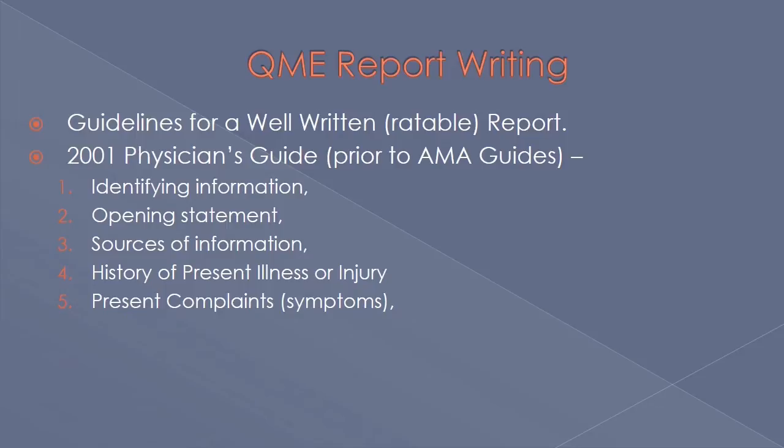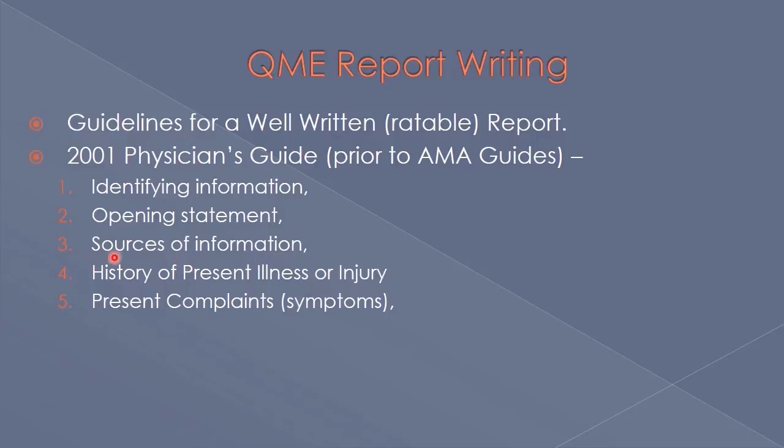So item number 1 is they required that we have a section of our report that contained the identifying information. In other words, the demographic information about the injured worker, the insurance company, any attorneys involved, etc. And we'll elaborate more on identifying information here as we go. It required that we have an opening statement. It required that we list our sources of information.